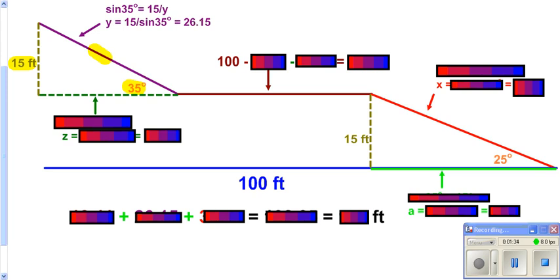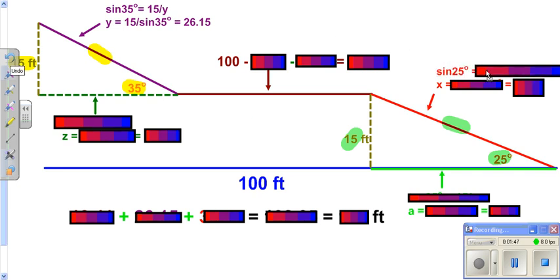So then let's look at the red on the far right. We have our angle, we have our opposite side, and we're looking for our hypotenuse. Once again, that is sine. So we'll go sine of our angle equals our opposite side over our hypotenuse, which I'm calling x. Once again, it's a fraction equal to a fraction. Do some cross multiplying and solve it. And we end up getting 15 over the sine of 25. Typing that into our calculator, we get 35.49.